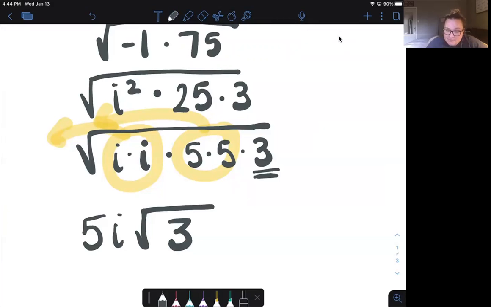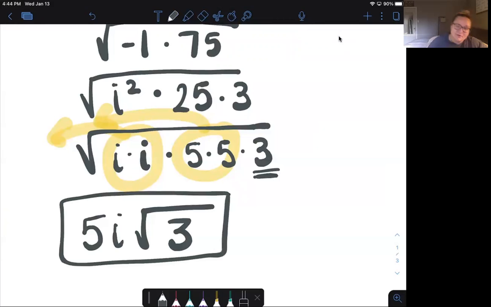5i root 3, you can also say it as 5i times the square root of 3. You might want to practice saying that out loud as well. So 5i root 3. And that would be our final answer.